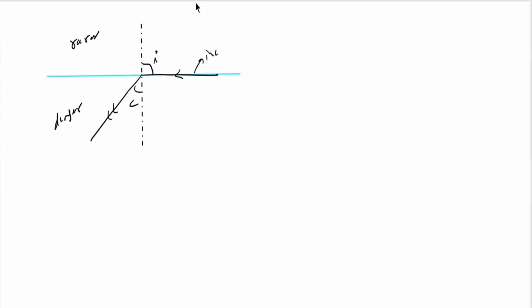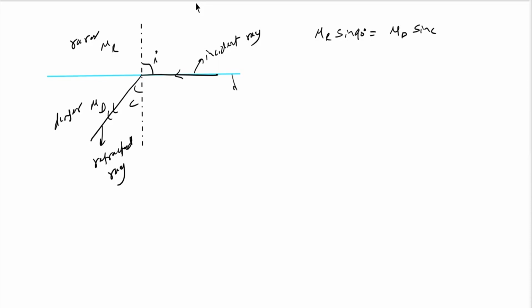This is the incident ray. This will now be the refracted ray. Then what is the condition now? Mu1, mu2. So we can write here mu r, mu r sine 90 degree is equal to mu d sine of critical angle. The same thing. So for grazing incidence, this is a boundary, no? This is the boundary.